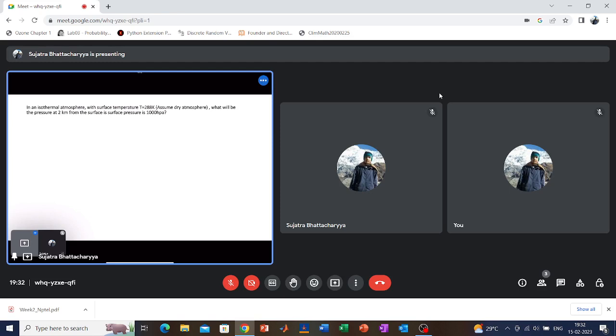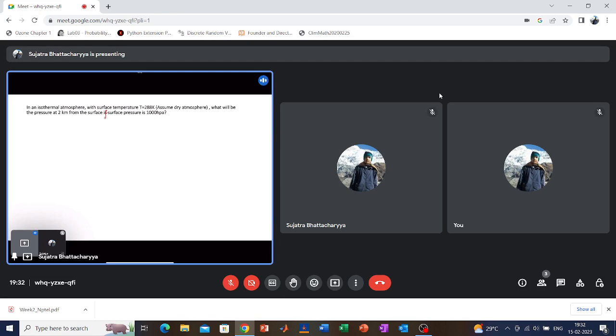So the question tells that in an isothermal atmosphere with surface temperature 288 Kelvin, assume the dry atmosphere, what will be the pressure at 2 kilometers from the surface, if the surface pressure is 1000 hectopascals?